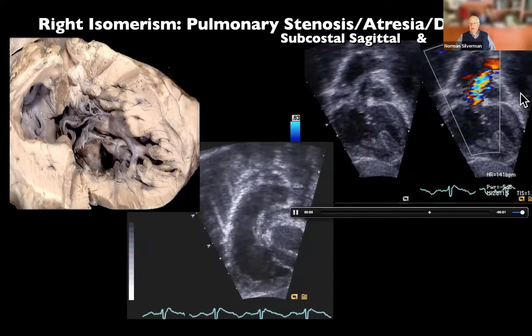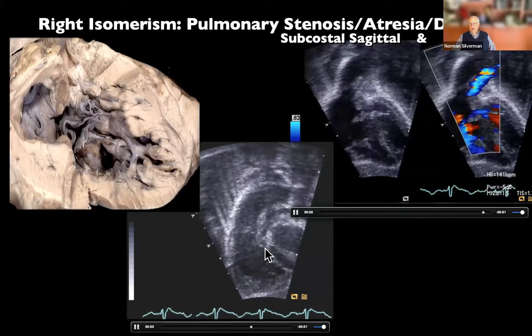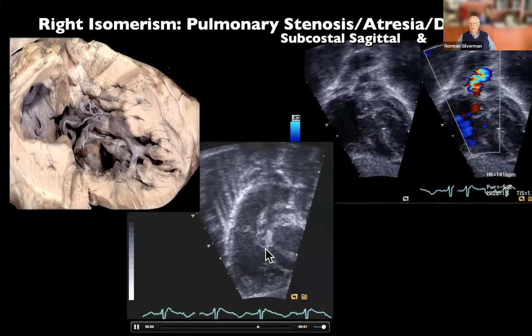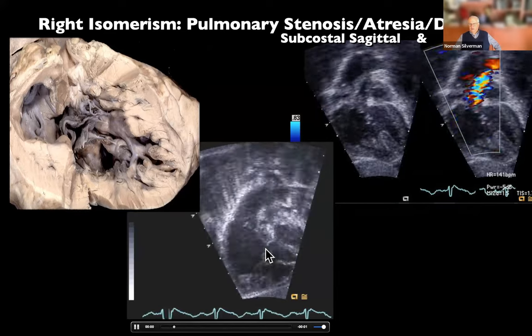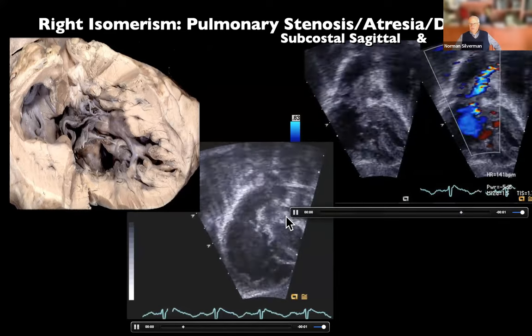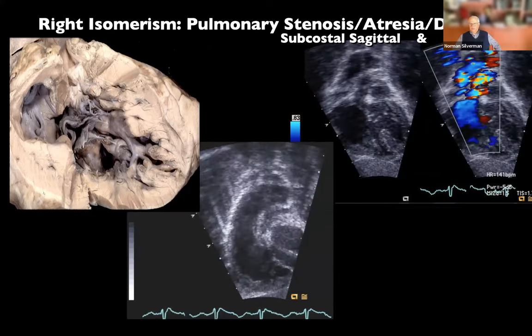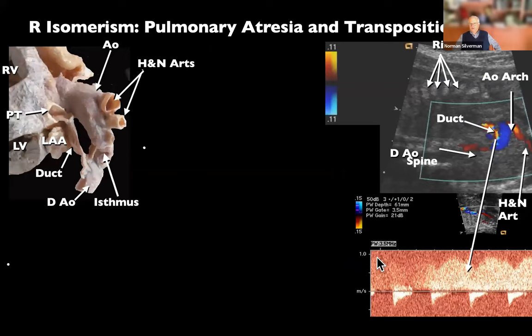And here's the black and white image from this frame in this view. Slightly different view from what you're seeing here. And lastly, the presence of the arterial duct.